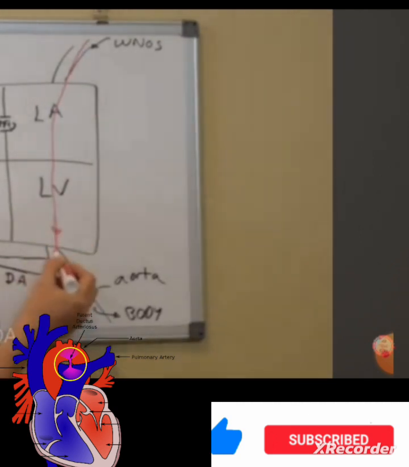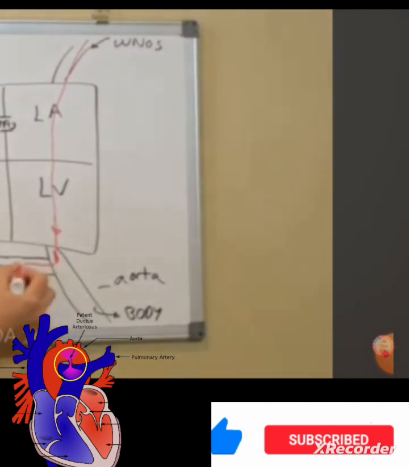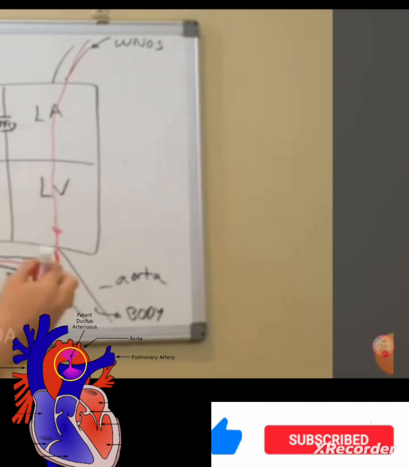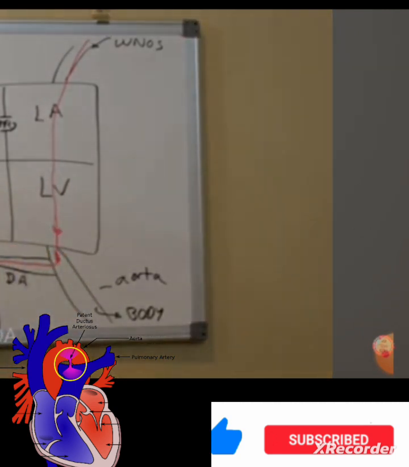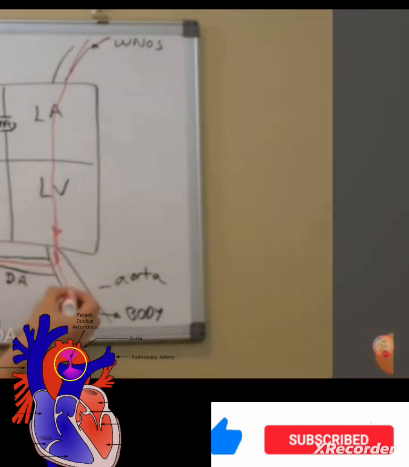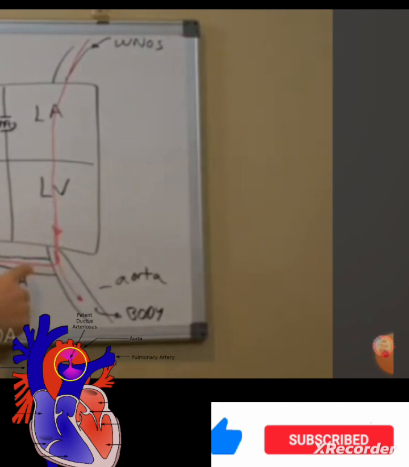So this nice bright red blood that's coming out of the aorta sees this open ductus and then shunts over to the lungs. So this is a left to right shunt through a patent ductus arteriosus. Obviously, we're still going to have some blood going to the body, but a part of that blood is going to be shunted from left to right through the ductus.